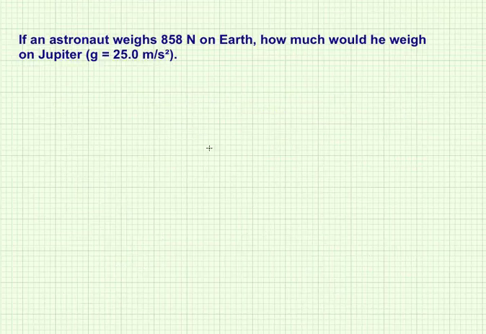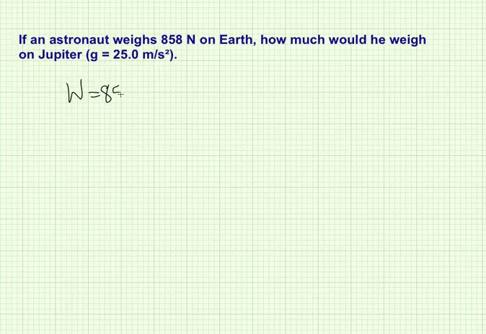All right, so let's take a look at this. We have an astronaut who weighs 858 newtons on Earth. And we know that weight equals the mass times gravity. Well, if I know the weight on Earth, I need to use gravity on Earth. So it says, how much would he weigh on Jupiter? So he's going to weigh a different amount. Oh, he's going to weigh a lot more on Jupiter than he did on Earth.